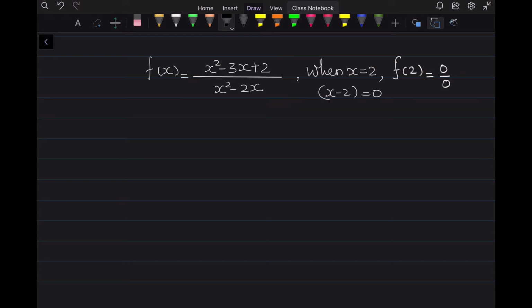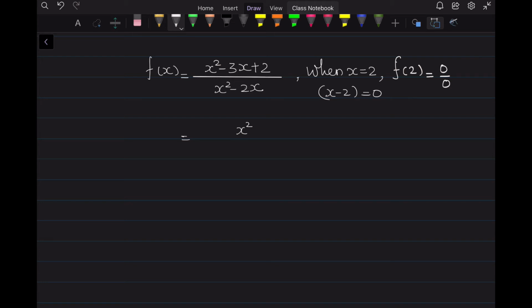Let's see how. Let's first quickly factorize the numerator and the denominator. In the numerator, I have x squared minus 3x plus 2. Now recall, how do you factorize a quadratic expression like this? We break the term minus 3x into two terms so that the sum of those two terms comes out to be minus 3x, and also the product of their coefficients is equal to the product of the constant term and the coefficient of x squared, which is 1 here.